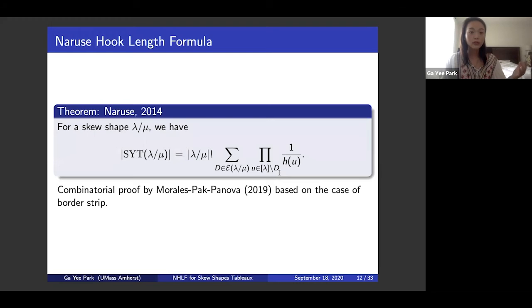Until Naruse in 2014 came up with his own formula, which mimics a hook length formula, except you sum over these objects called excited diagrams, which I will define next. The original proof was very complicated, using a lot of algebra and representation theory, but a combinatorial proof by Morales, Pak, and Panova, based on the case of just a border strip, was introduced in 2019.